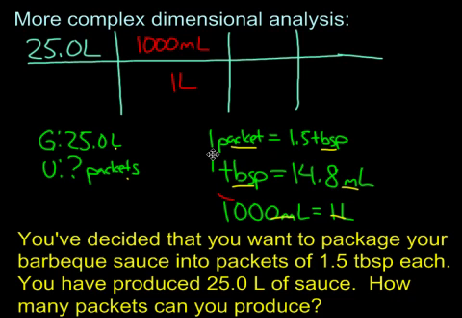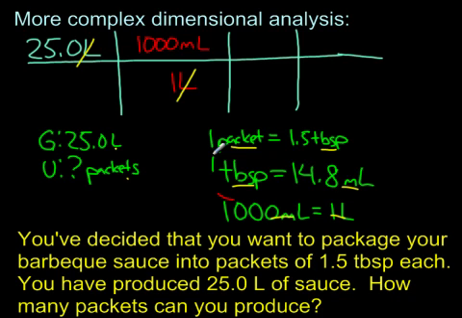So now I have milliliters for units, okay, because what's going to happen here is I've got 25 liters, 1 liter. I can cancel those out. That's what dimensional analysis means, that I'm canceling units. So I cancel the liters, and what I'm left with now is milliliters. That's not what my unknown asks for, though, so I still have more work to do.